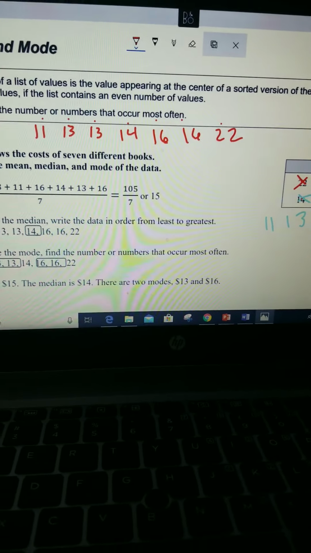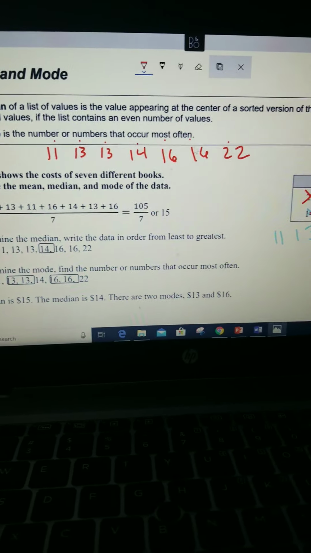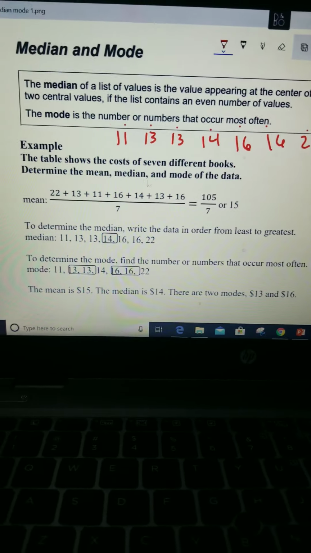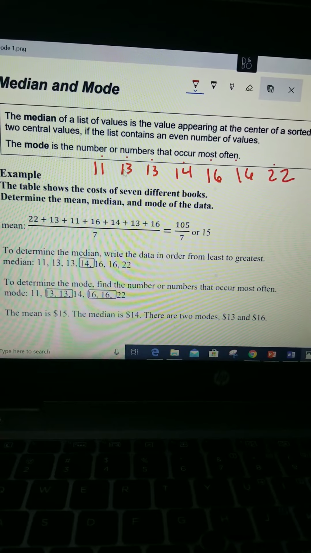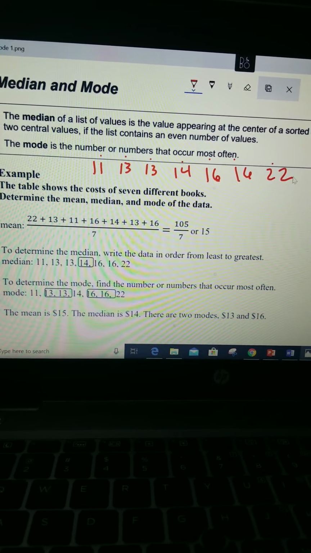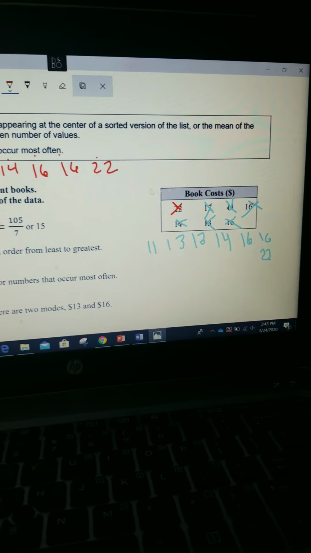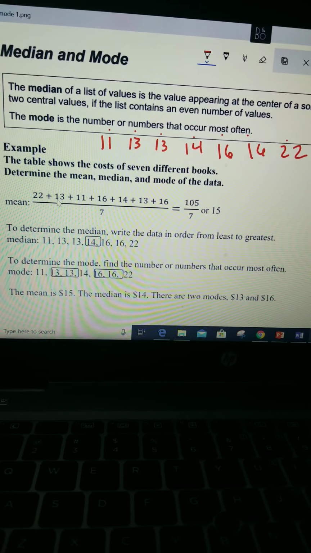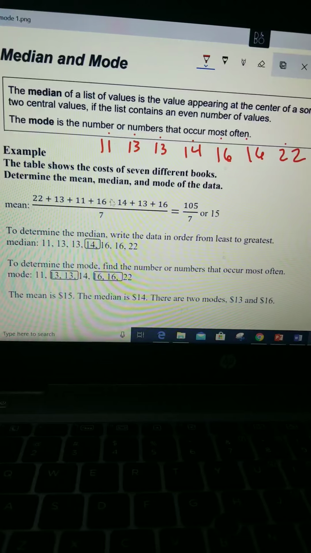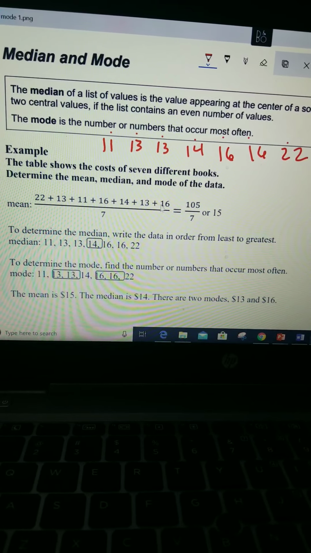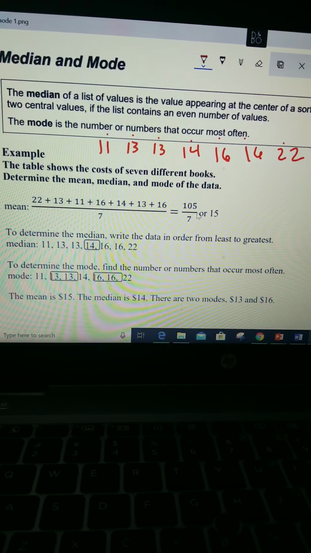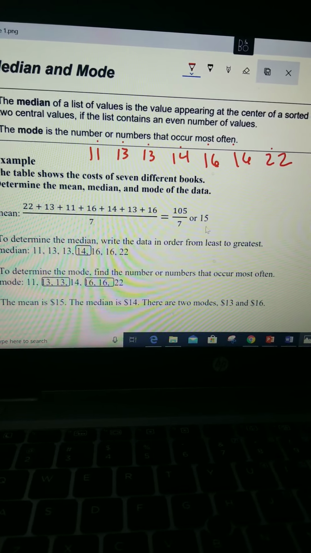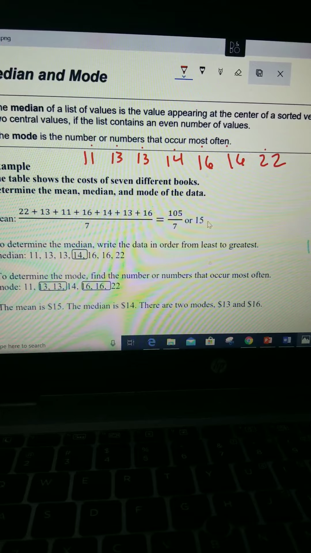All right, so now it wants us to find the mean. So remember, whenever we find the mean, we have to take all of these numbers in the data set and we're going to add them together. And then we're going to divide by the number of data pieces there are. So remember, there were 7 numbers in this box, so we're going to divide by 7. So we do 22 plus 13 plus 11 plus 16 plus 14 plus 13 plus 16. That gives us 105. We're going to divide that by 7. 105 divided by 7 is 15. So the mean of this data is 15.